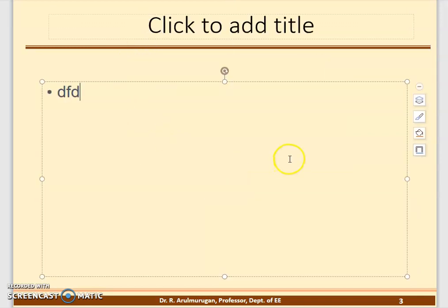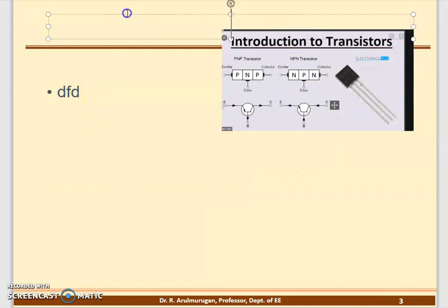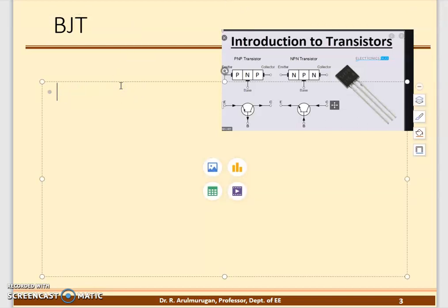So first, let's talk about the BJT transistor. BJT is a bipolar junction transistor. There are two types available: the N channel and the P channel. And what are the N channel and the P channel?